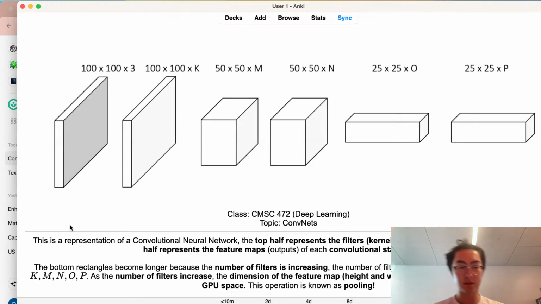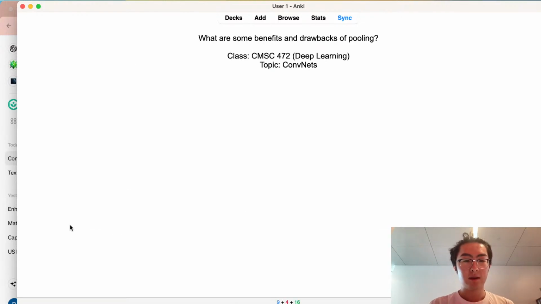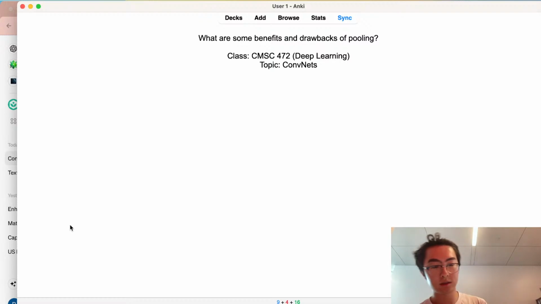Okay, so this operation is also known as pooling, right? What are some benefits and drawbacks of pooling? Some benefits of pooling could be that you can, one, reduce the number of parameters to train, and two, maybe it helps learn spatial invariance. Drawbacks: you lose a bunch of information when you aggregate a lot of things together, and also some people disagree with the learning of spatial invariance.